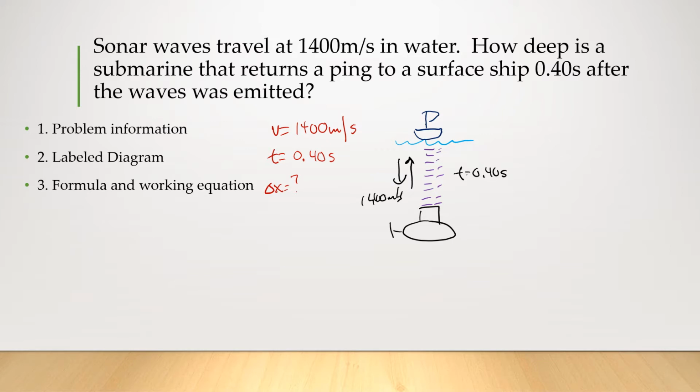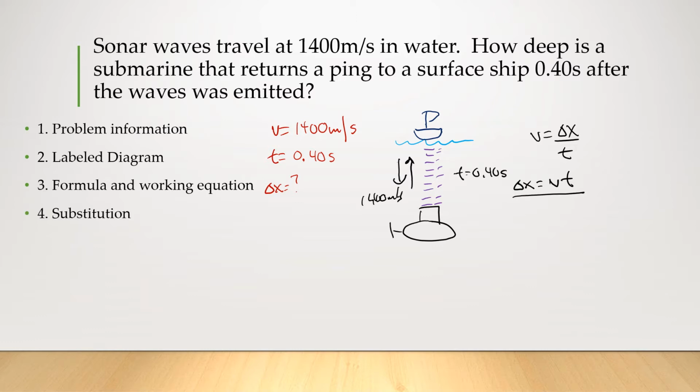Now our formula and working equation. We want to solve for delta x. So our working equation is our equation that we usually have been given, velocity equals displacement over time, delta x over t. We want to actually solve for delta x. So isolating, we do algebraically delta x equals v times t. So that's our working equation right there, isolated for the variable we want.